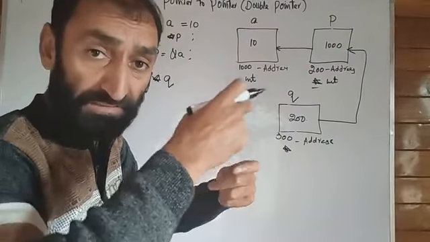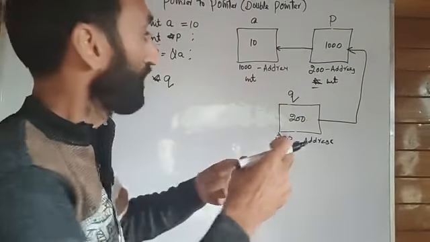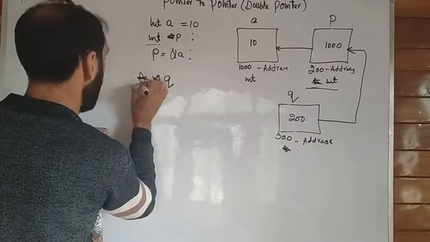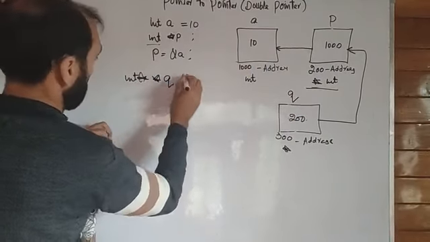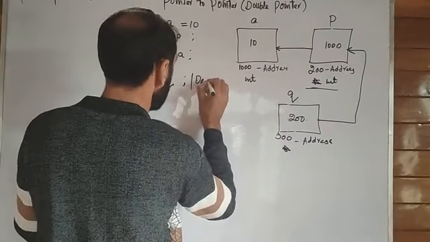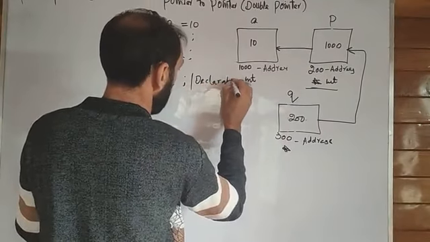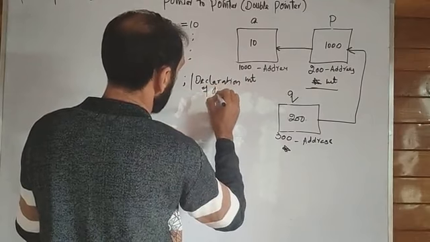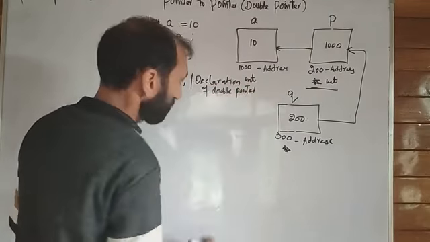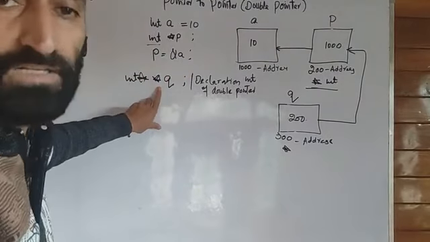So then you write int with two asterisks. That means this type of pointer. This is the declaration of the double pointer, or pointer to pointer.